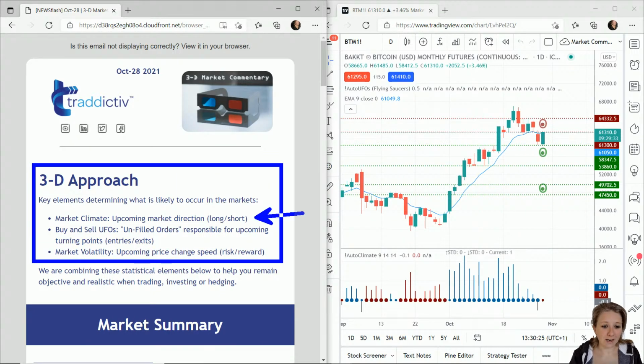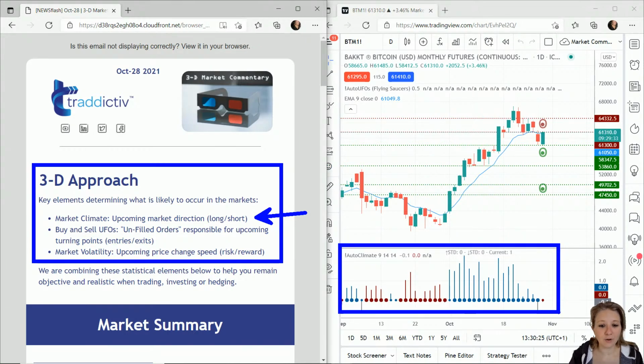Now, the first element is market climate, meaning where do we have probabilities? Up, down, nowhere, and therefore what do we do? Buy, sell, do nothing. Now, we use an app to help us with this. It's a free app on most platforms you can get it on. That's the AutoClimate app.